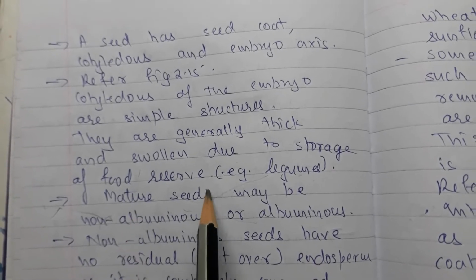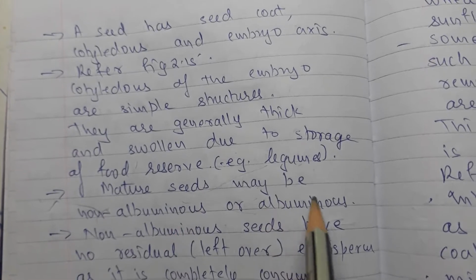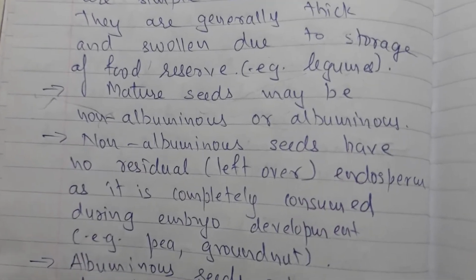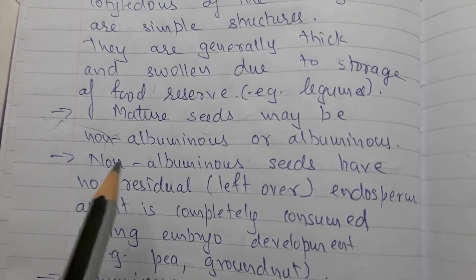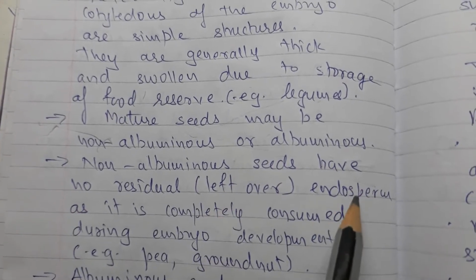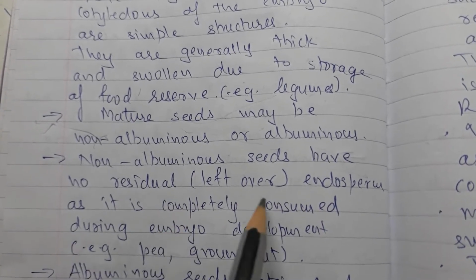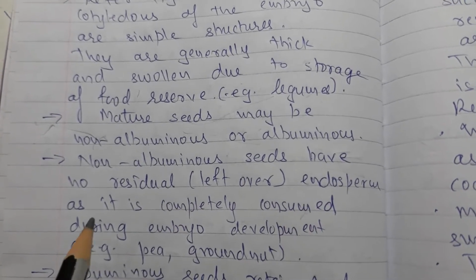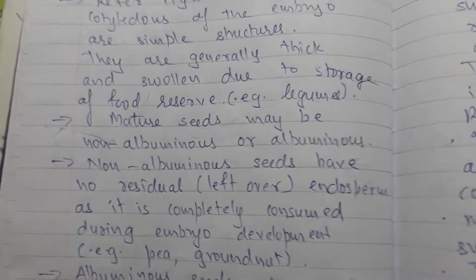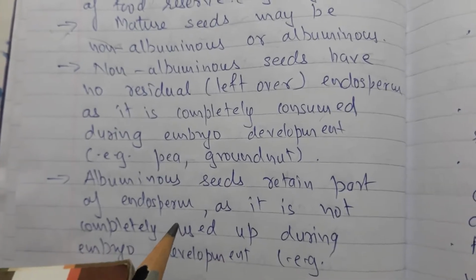The mature seeds may be non-albuminous or albuminous. So what do you mean by that? Non-albuminous seeds have no residual, meaning leftover, endosperm, as it is completely consumed, used up during embryo development. What is the example? Pea and the groundnut.